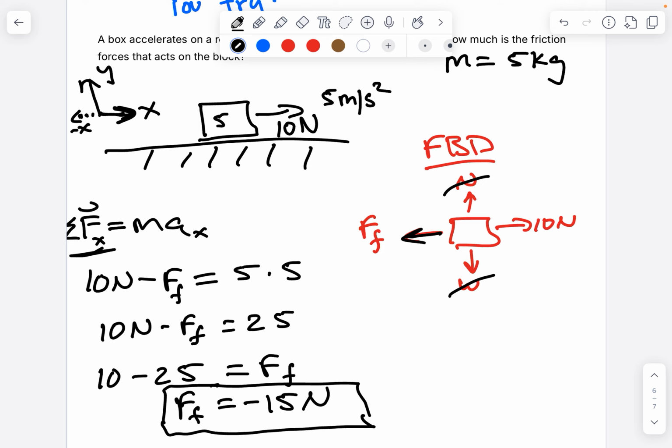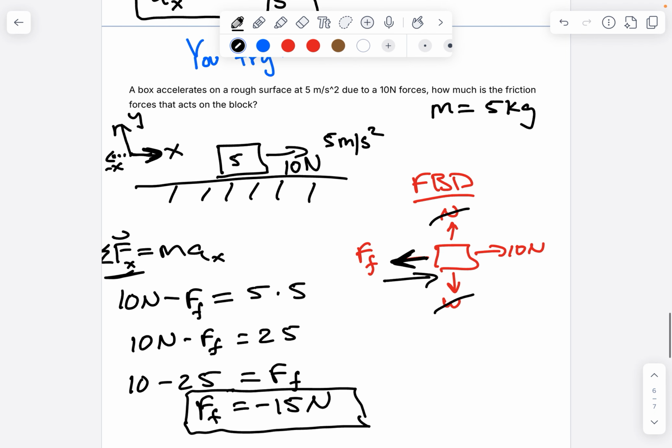We have a negative friction force because we assumed that friction is going in this direction. However, with the numbers that we came up with, the friction force shows that it's actually pushing in the other direction from which we drew, so to the right, with 15 newtons of force. And that allows us to accelerate at 5 meters per second squared. And there you go. So those are some basic Newton's second law problems.